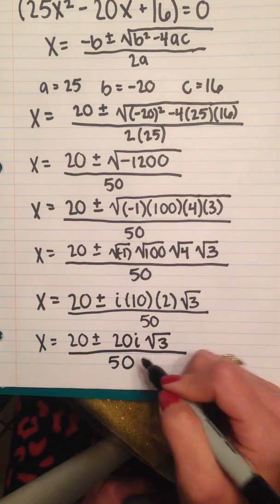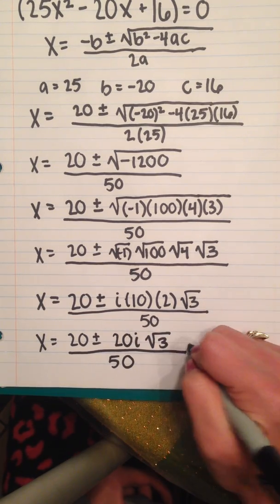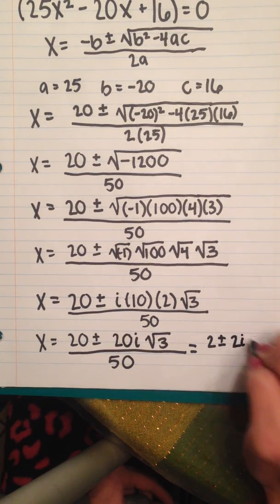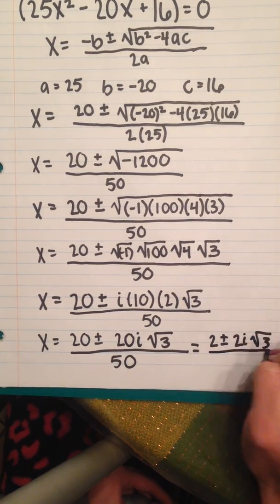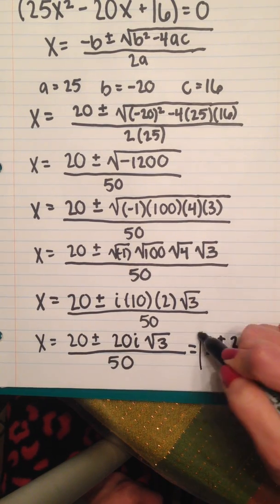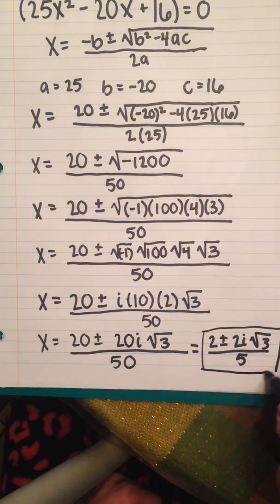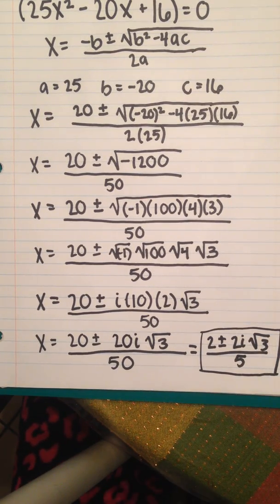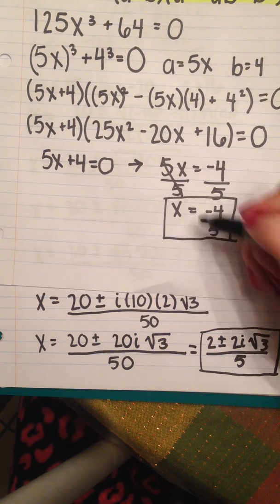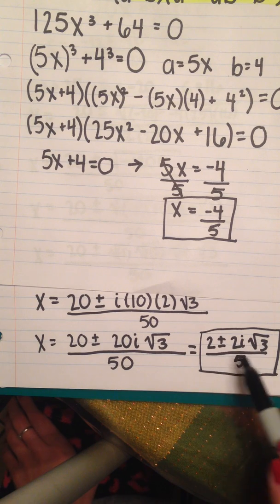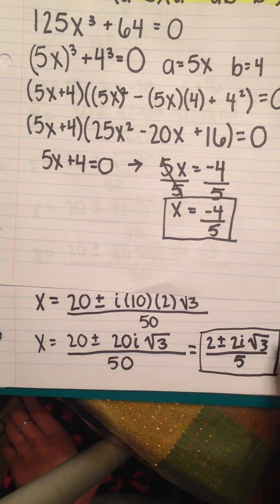If you want to simplify this, we can divide each term by 10, which leaves us with 2 plus or minus 2i square root of 3, all over 5. So these are our second and third solutions, the positive and the negative. Like we had before, you'll have your solutions x equals negative 4/5 and x equals 2 plus or minus 2i times the square root of 3 all over 5, and you're done.